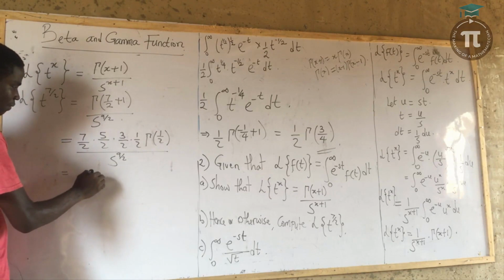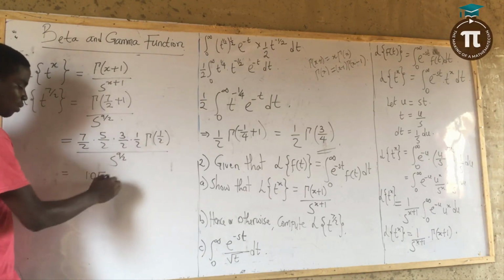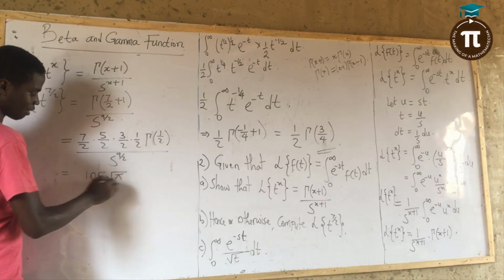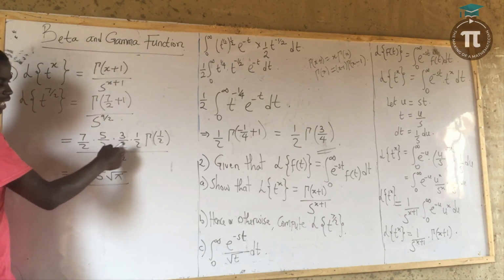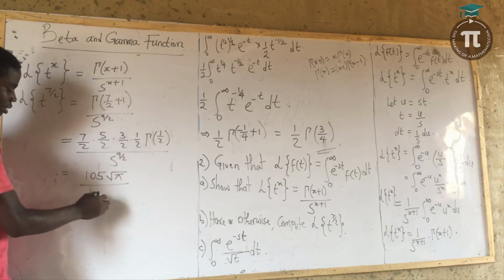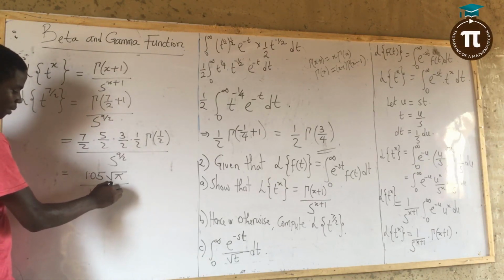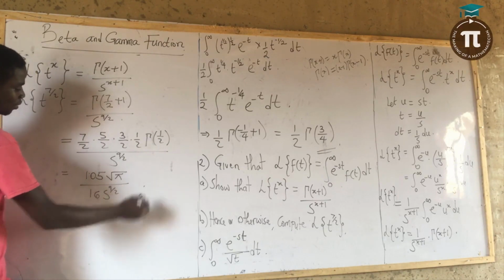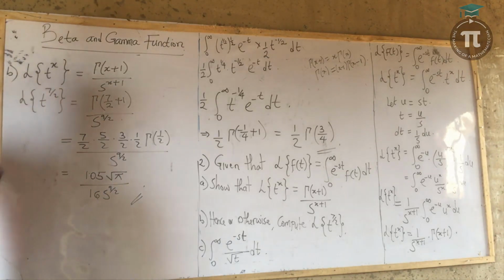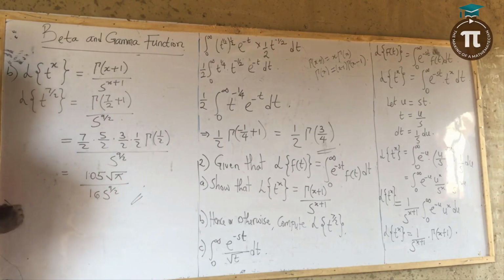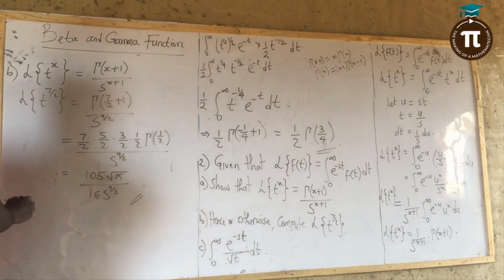Everything here, 7 times 5 multiplied by 3 will give us 105. Gamma of 1 over 2 is root pi. We have proved that already. 2, 4, 8, 16. So we have 105 root pi over 16 s raised to power 9 over 2. So that is the answer for this one.